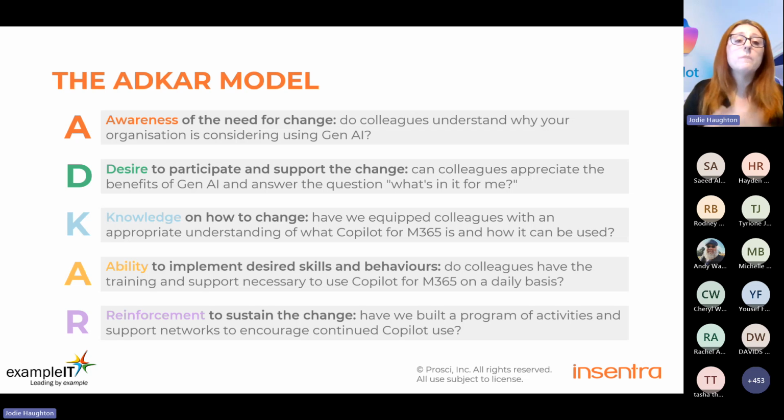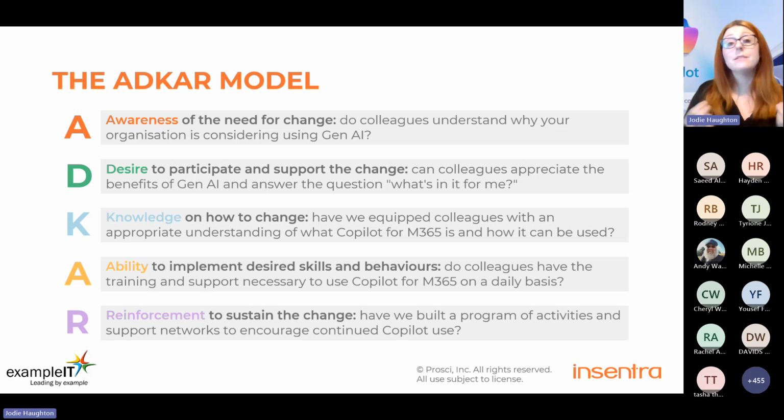ADKAR stands for awareness, desire, knowledge, ability, and reinforcement. And this denotes the 5 stages that we have got to take every individual user through to get them to the point of changing any habit. So in this instance, we're looking specifically in terms of Copilot. So awareness of the change.